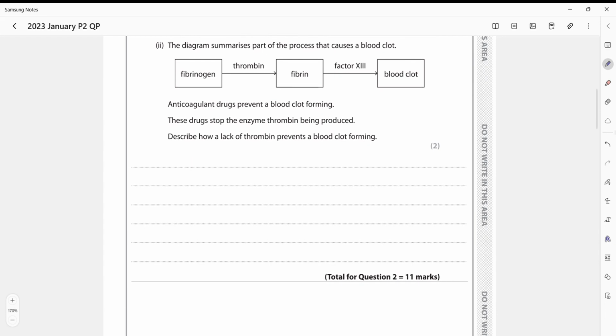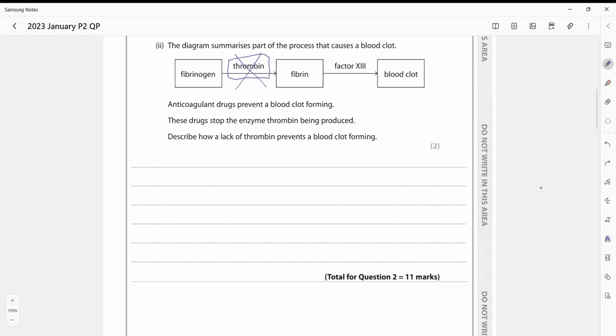Okay, so part 2. The diagram summarizes part of the process that causes a blood clot. Anticoagulant drugs prevent a blood clot forming. These drugs stop the enzyme thrombin, so this is the enzyme here, from being produced. Describe how a lack of thrombin prevents a blood clot forming. So if we don't have thrombin, what would happen is that your fibrinogen cannot be converted to fibrin. And when that happens, then your fibrin can't be converted to a blood clot. So that's what we can say here.